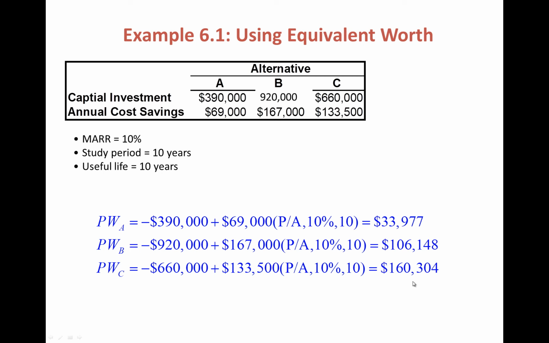It has a positive present worth of $160,000. And so even though it doesn't generate as much revenue as alternative B, it's better because alternative B had so much more cost up front than alternative C. And so the present value of alternative C is the greatest, and so this is the option that we'd want to select.